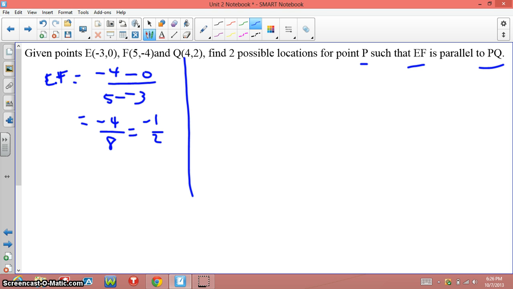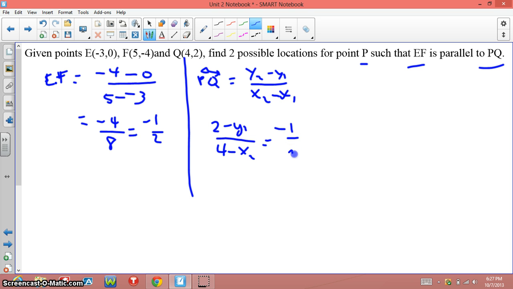I want to find the slope of PQ. I don't know P, but I can work backwards to find it. I do know Q, so my formula for PQ, remember your slope formula looks like this, y2 minus y1 over x2 minus x1. Okay, so I know what my y2 and my x2 are. That's Q. I'm looking for my x1, y1. So I'm going to go and plug in the values that I know. So I have 2 minus y1 over 4 minus x1. And so I'm going to set that equal to my slope, negative 1/2, because it's parallel, so I want it to be the same slope.